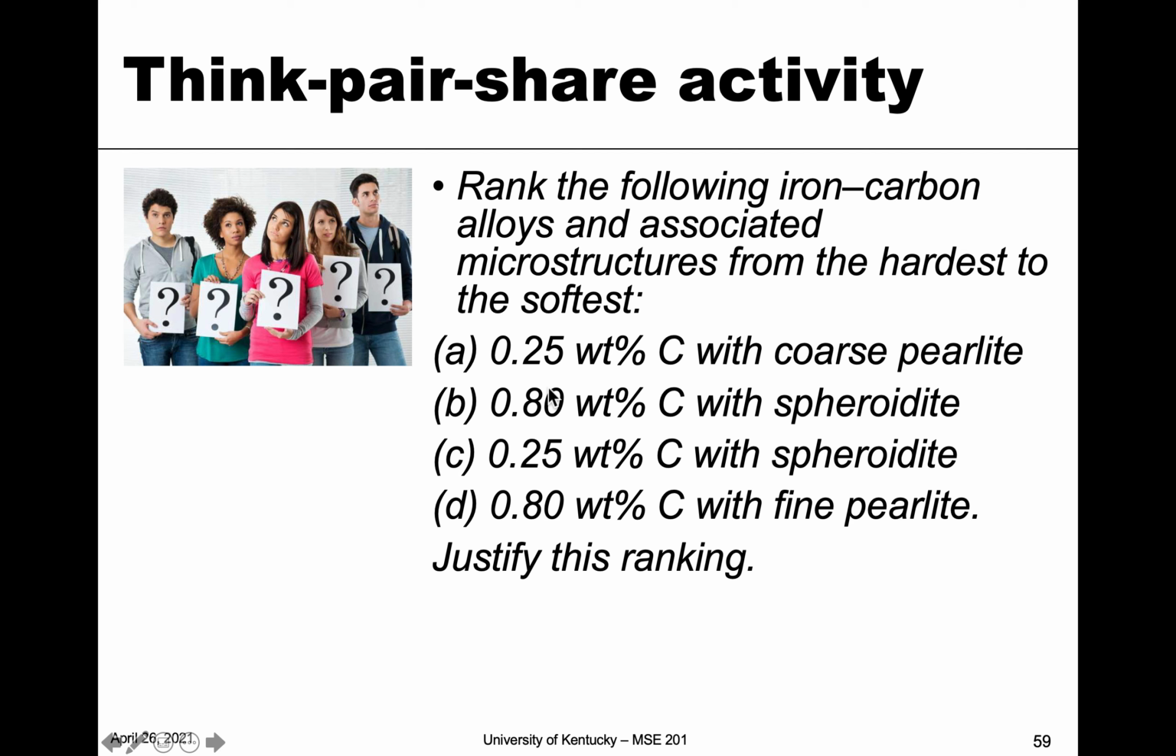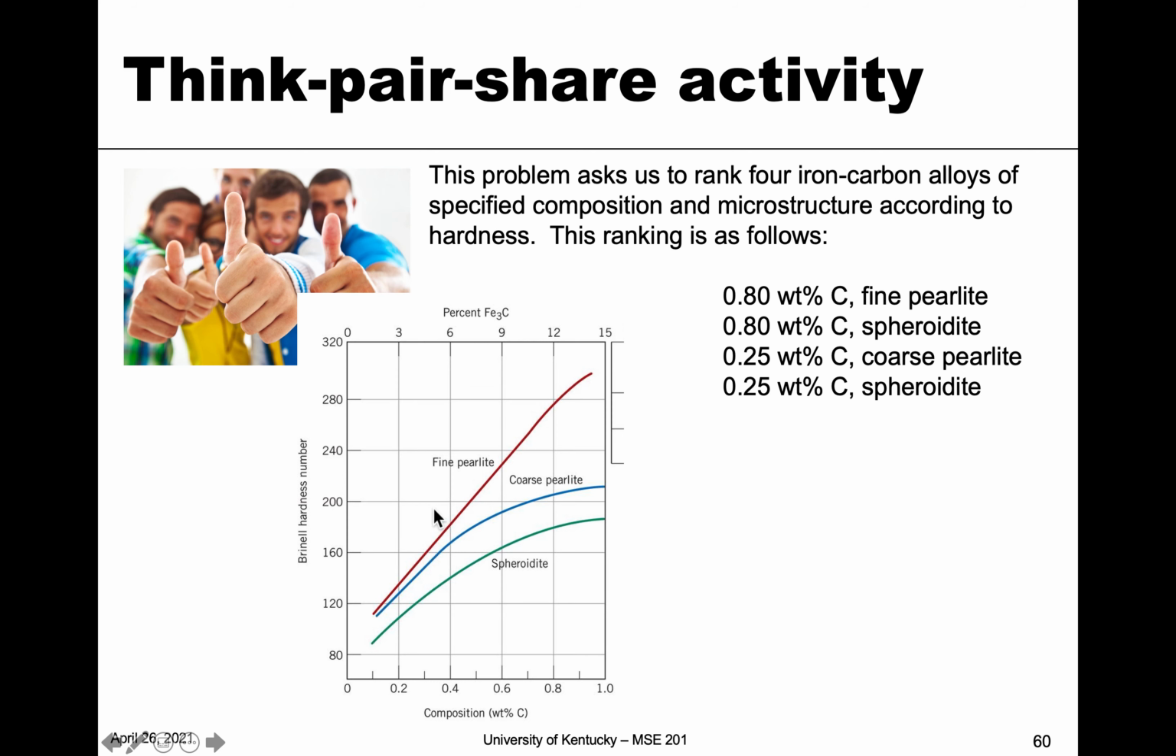And then you have spherodite as well, you'd expect, because of the increased amount of carbon, would be next. And then ranking the other two, coarse perlite would be above spherodite. So the ranking should be D, B, A, C. So let's take a look and see if that's the case.